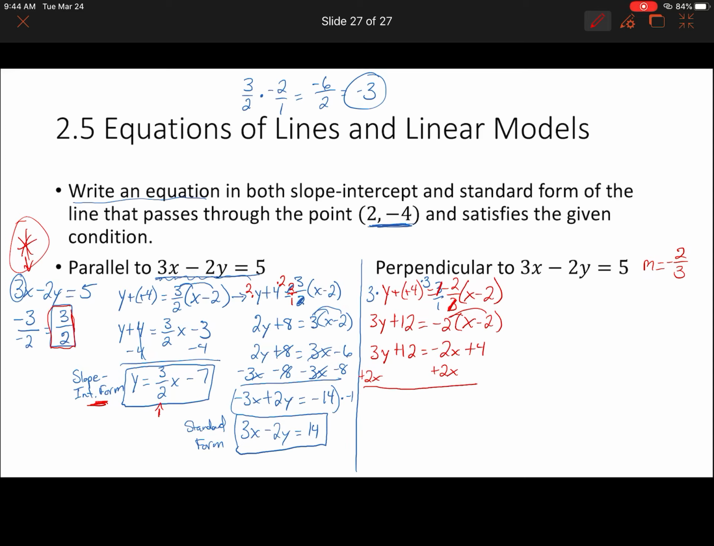And then we need the x and y on the same side and constant on the other. So we're going to add 2x. And so we get 2x plus 3y. I'm also going to subtract 12 in the same step. That way 12 minus 12 cancels. The negative 2x plus 2x canceled. 4 minus 12 is negative 8. And so that one is now in standard form.